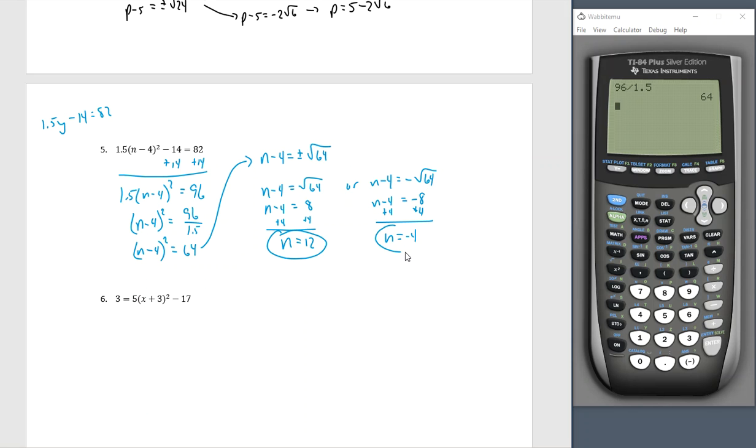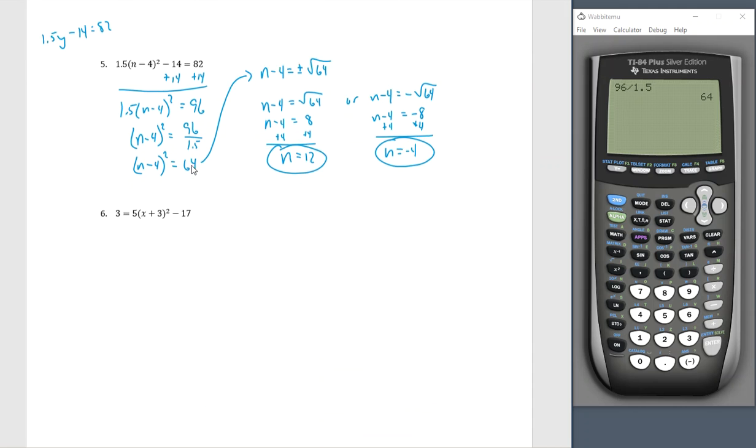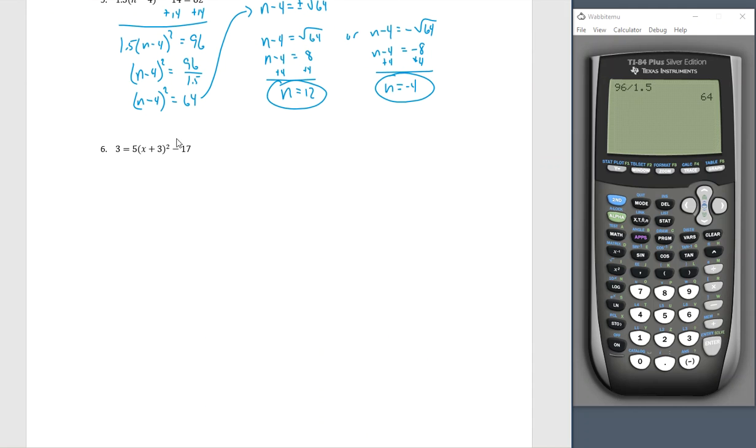And you should definitely check these answers. First of all, check them against the one that you solved after you paused. And second of all, check them in here. Check them in for n to see if it makes the equation true or not. All right, last example from this particular concept.